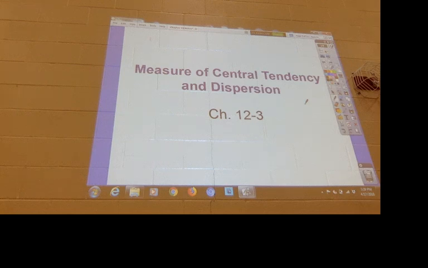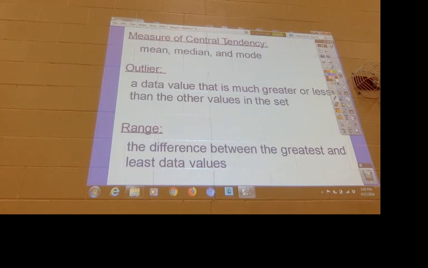12-3 is measures of central tendency. What all that is: mean, median, mode, range. What would mean be? The average. Add them all up, divide by the number of numbers you add. What is median? The middle number. How do you find a middle number though? They have to be in order from least to greatest, and then find the middle number. Mode. What does mode stand for? The one that occurs the most. Okay. So measures of central tendency means mean, median, and mode.